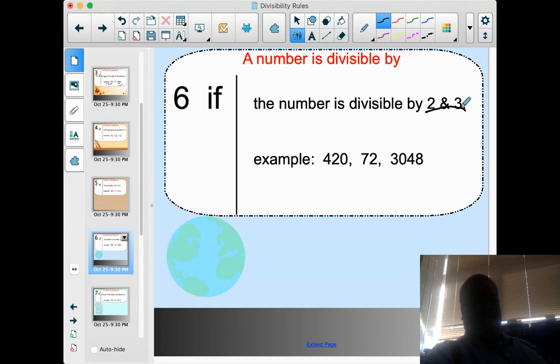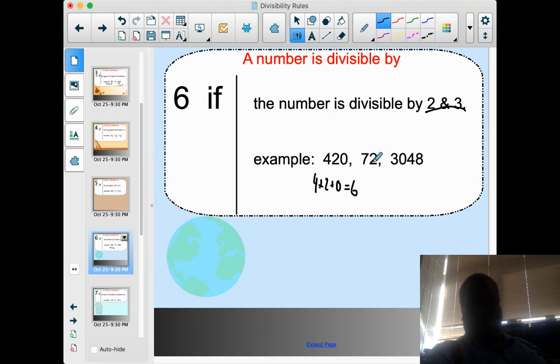Next, I've got to check if it's divisible by 3. Okay, so that's where I'm going to add up the digits. So 4 plus 2 plus 0 is 6. Okay, and 6 is divisible by 3. So it passes the test to be divisible by 2 and 3, which means it's divisible by 6. If it only passes one of them, it's not. But if it passes both, then you're good to go.